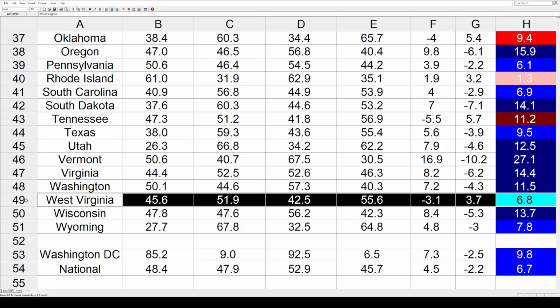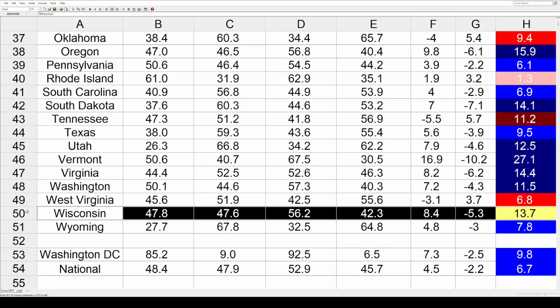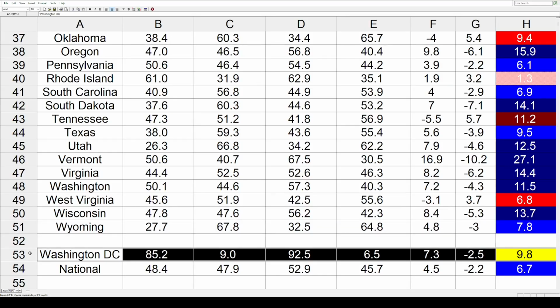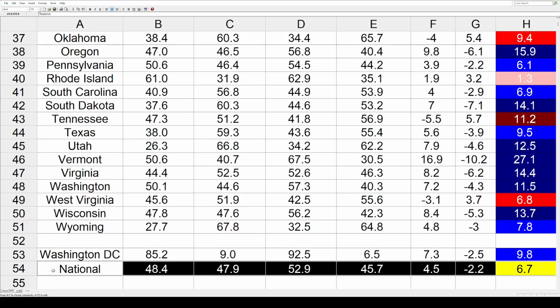6.5. West Virginia had the last shift toward the Republicans of 6.8, and the last of these are toward the Democrats. We've got Wisconsin at 13.7 and Wyoming 7.8. Those are the states, and we've got Washington, D.C. also getting bluer by 9.8, and your national shift toward the Democrats is 6.7.